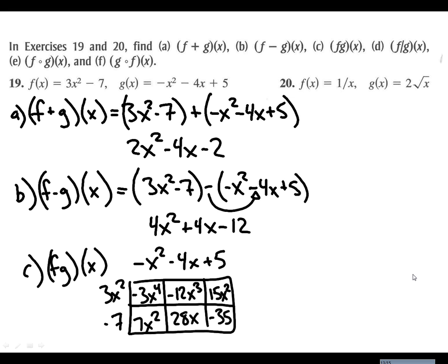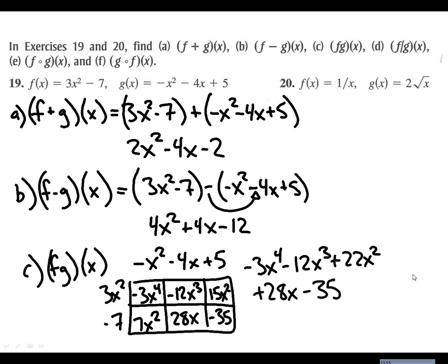So putting them all together, we'll have negative 3x to the 4th minus 12x cubed. And we've got 22x squareds. We've got 28x's. And we've got minus 35.